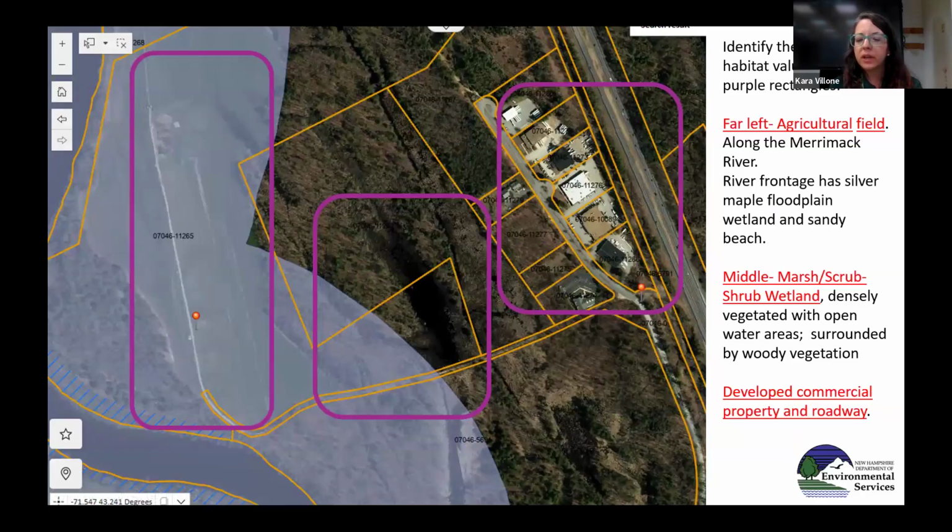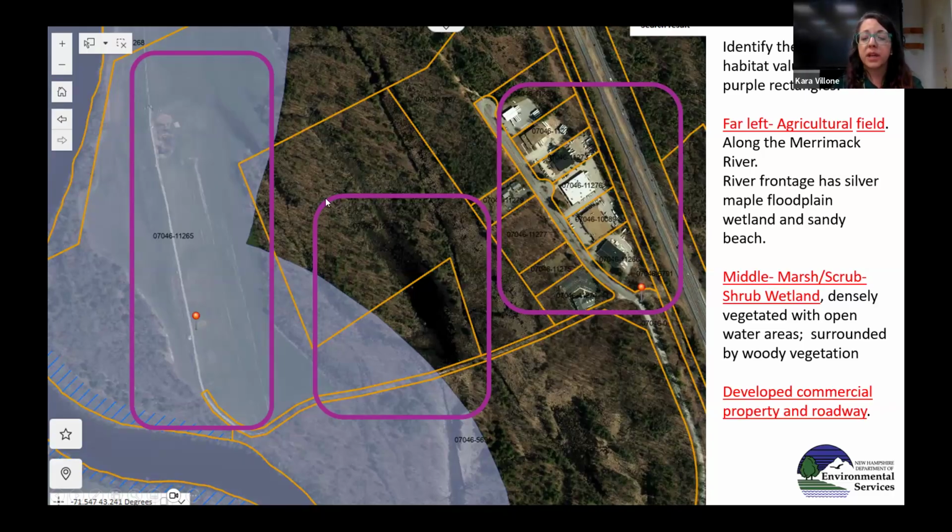Here we're looking at another overview of Lock Road. Again, some things to consider are what the surrounding landscape looks like. Within the purple rectangles, we have different land uses. To the far left, there's an agricultural field just along the Merrimack River. Between that and the river is a silver maple floodplain and a sandy beach where sediment is being deposited. In the middle, we have a shrub marsh wetland with densely vegetated areas and some open water areas, surrounded by woody vegetation.